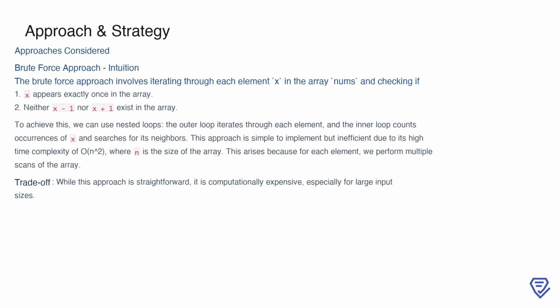The outer loop would iterate through each element in the array, and the inner loop would handle counting occurrences and checking for neighbors. While this method is simple to implement, the downside is its inefficiency. For every element, we repeatedly scan the array, resulting in a time complexity of n squared. This makes it impractical for large input sizes, where performance becomes a significant concern. The simplicity of this approach comes at the cost of being computationally expensive.